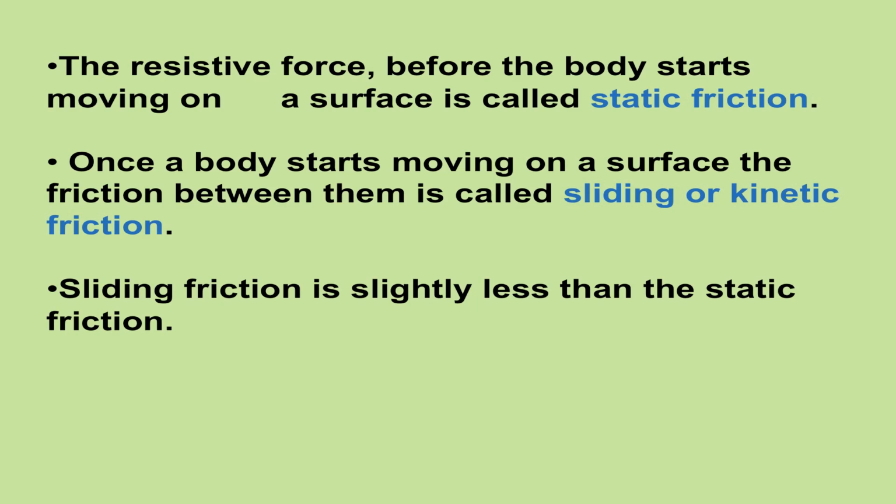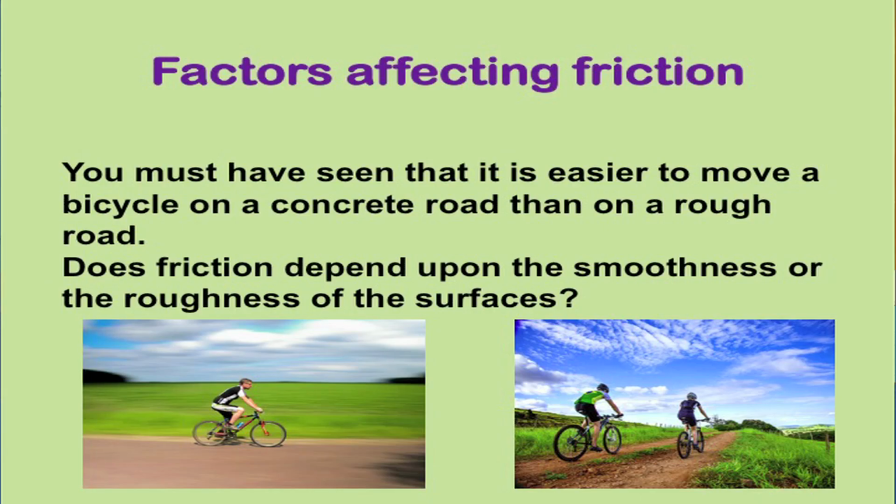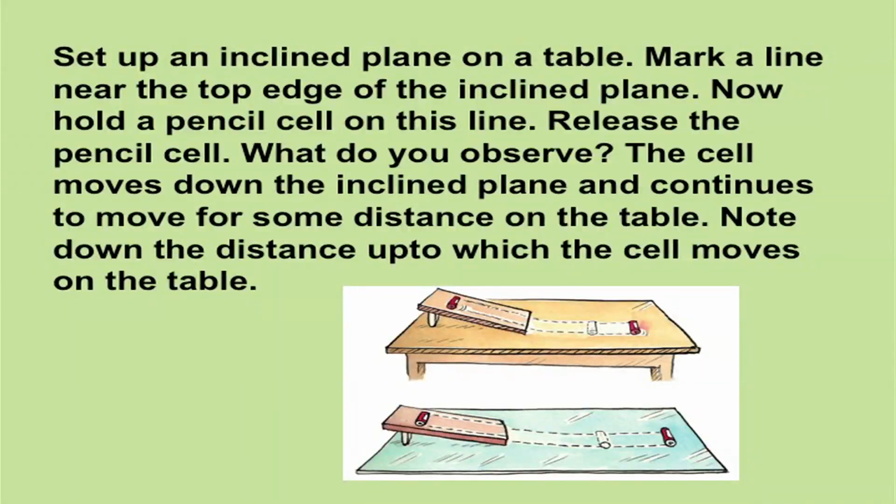You should remember that the sliding friction is slightly less than the static friction. You must have seen that it is easier to move a bicycle on a concrete road than on a rough road. Why is it so? Does friction depend upon the smoothness or the roughness of the surface? Let us find out. Set up an inclined plane on a table.